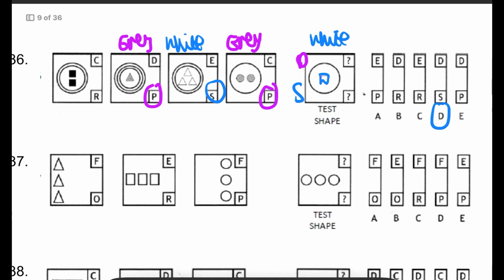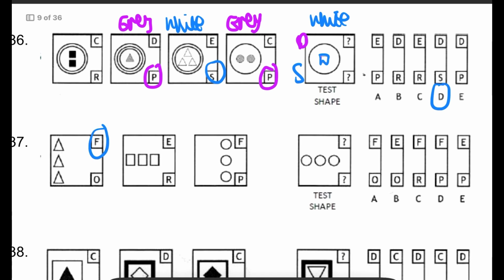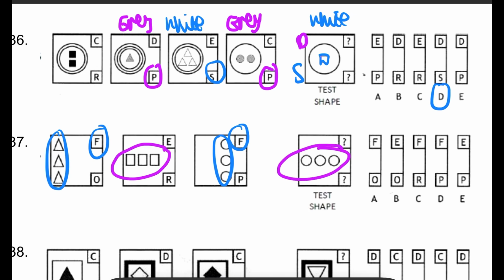Question 37. These two both have an F as the first letter, and they both have three shapes that are vertical. Test shape is horizontal, same here. So the first letter will be an E.